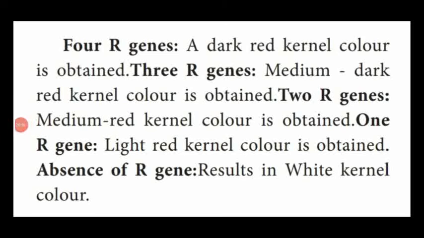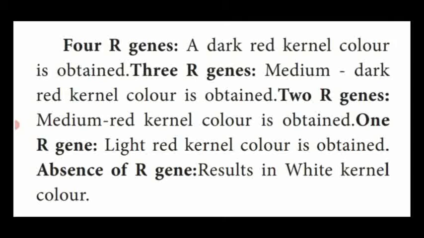Dear students, the F1 generation, that is the red color wheat kernel, is hybridized with another red color kernel, that is the selfing process. They produced 4 types of gametes depending upon the dominant R gene present in the gametes. So the 4 R genes are given here. A dark red color is obtained. 4 R genes determine the red color kernel.